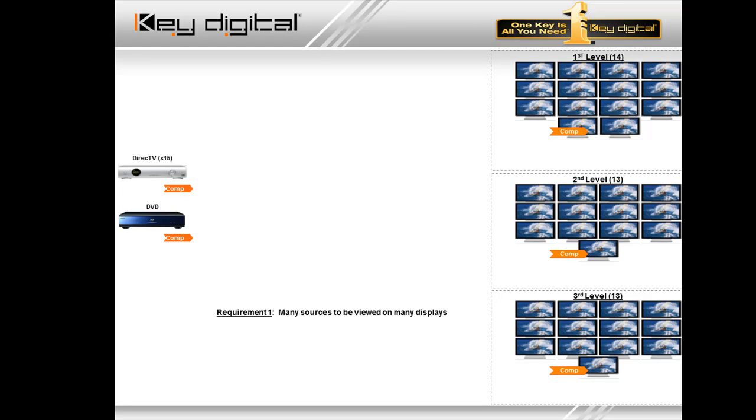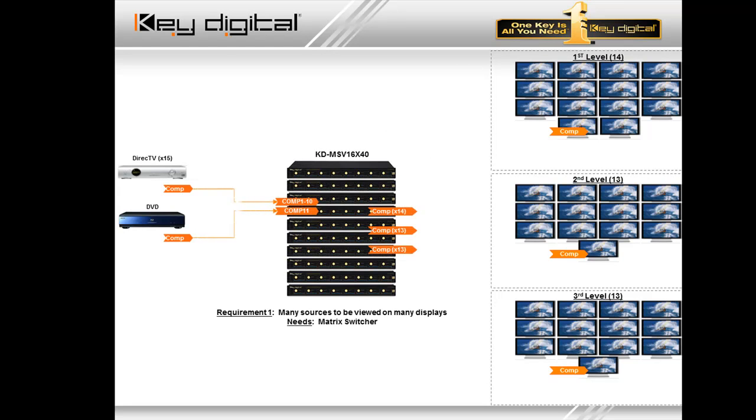But let's take a look here and go ahead and look at the requirements and the gear we're going to utilize to fulfill those requirements. Requirement number 1 is the requirement of many sources to be viewed on many displays, in which case we are going to utilize a matrix switcher. This is going to be the KD MSV 16 by 40. Again, we talked about the MSV being very active in the sports bar and restaurant applications. It is a matrix switcher of video only, MSV, matrix switch video.